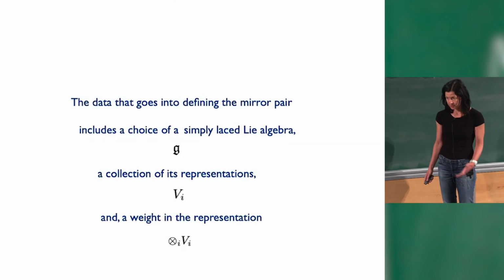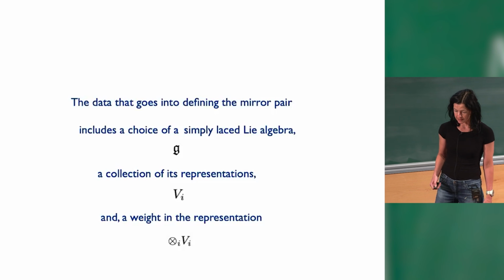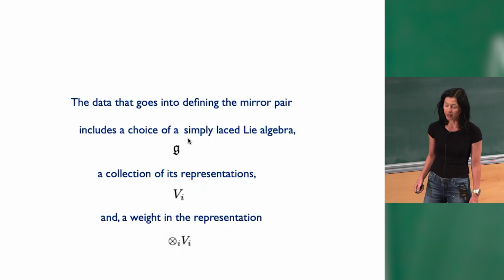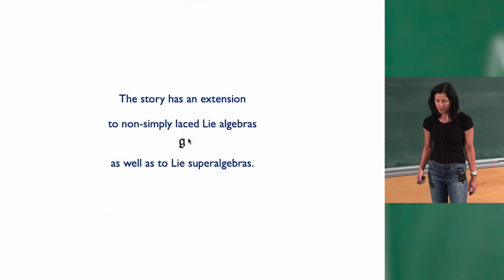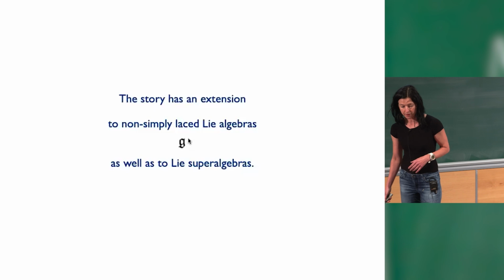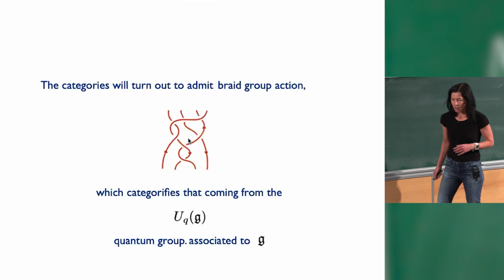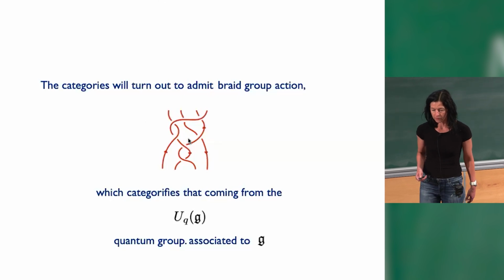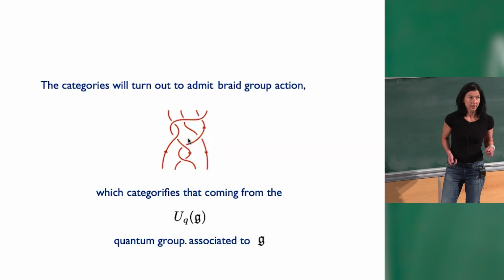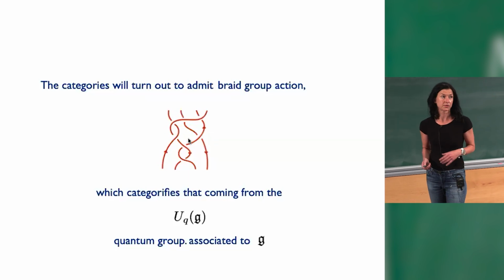So the data that goes into defining the mirror pair will be a choice of a simply laced Lie algebra, G, a collection of its representations, and a weight in that representation. So the story has a generalization to non-simply laced Lie algebras and also to Lie superalgebras as well. The categories involved will turn out to admit braid group action, a braid group action that categorifies the action that comes from quantum groups associated with G.